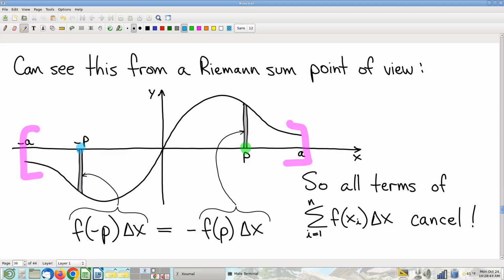And I further know that the value of the function over here and the value of the function over here are negatives of each other because of the known oddness of the function. And so if you look at the Riemann sum term corresponding to this piece and the Riemann sum term corresponding to that piece, they're negatives, and so they cancel in the summation. The whole thing, every term cancels with its reflection over on the other side, and so there's nothing left. So again, I think that's a pretty easy pitch.